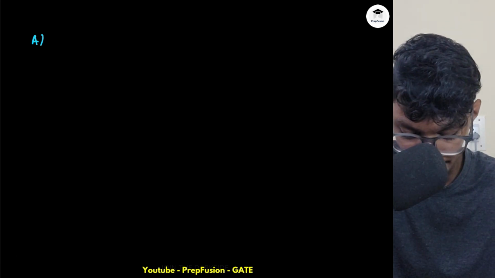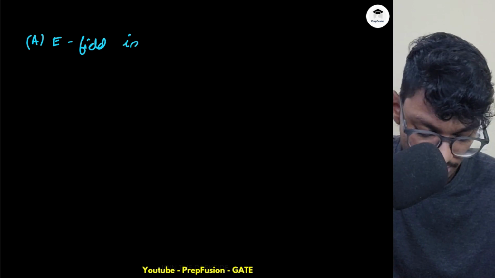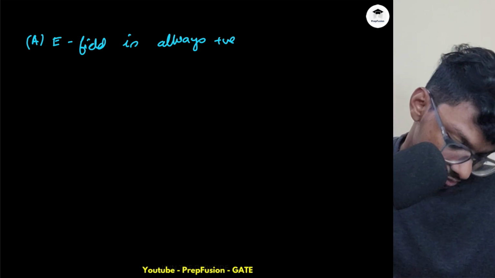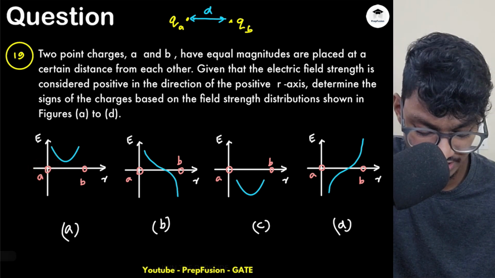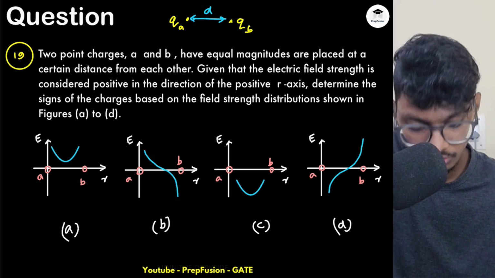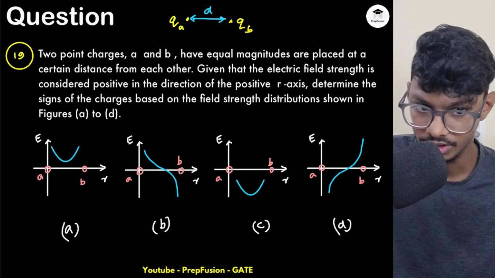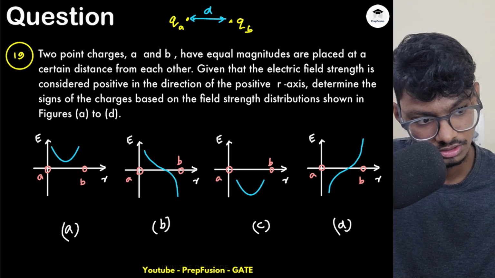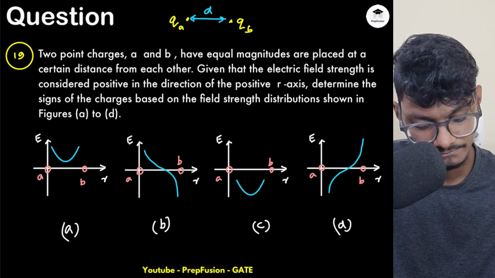For the case A, electric field is always positive, in the R cap direction. So obviously this has to repel, and this also has to attract. Although the signs, this can also be positive, but this has to be bigger than this. This has to be positive first of all. At least one of them has to be positive, or QA has to be higher than QB.